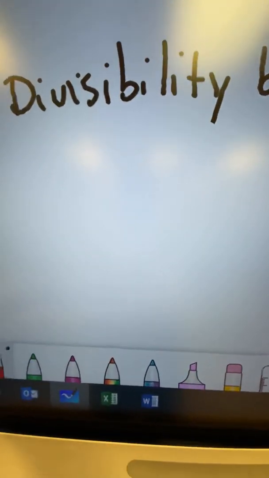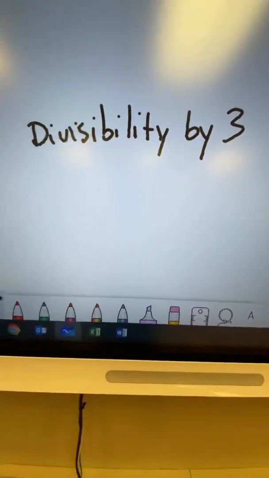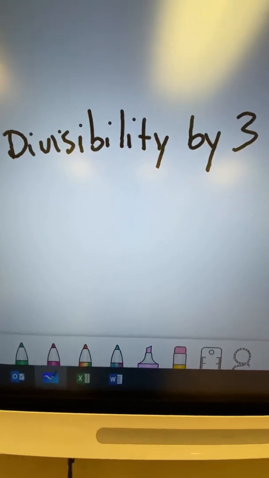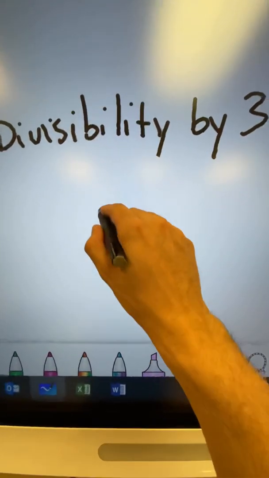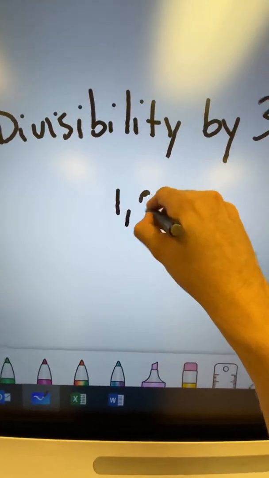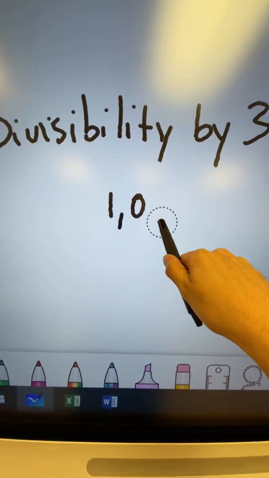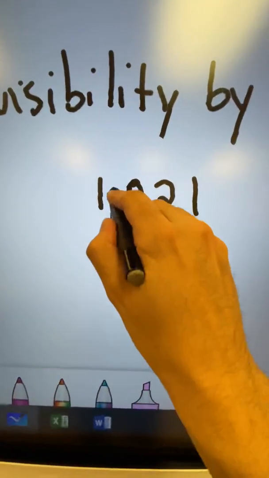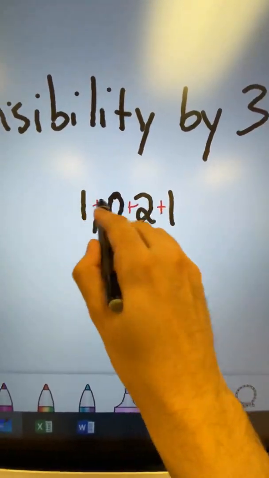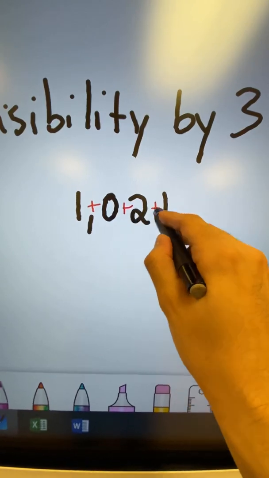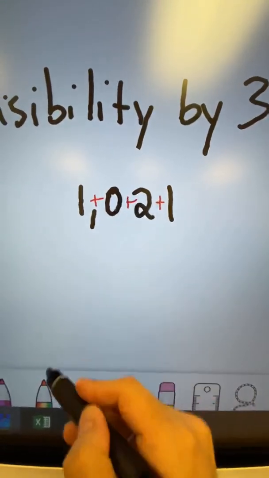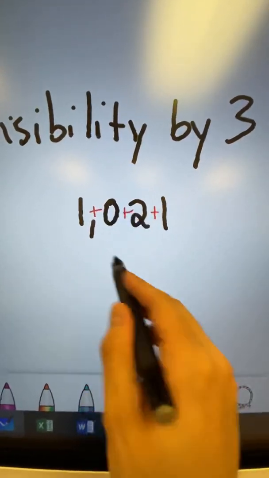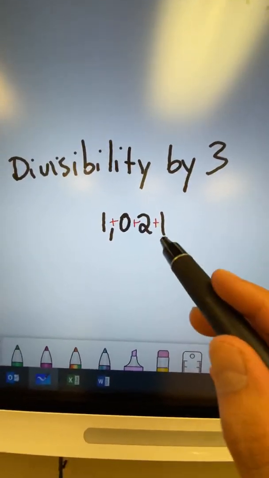So if you have a really big number and you're trying to reduce a fraction, for example, and you want to check for divisibility by 3, just look at the sum of the digits and you'll know if it's divisible by 3. And here's another example. So if I had something like 1021, if I were to add these digits together, 1 plus 0 is 1, plus 2 is 3, plus 1 is 4. And since the sum of these numbers is 4, and 4 is not divisible by 3, then I know 3 cannot divide into this number. And that's the rule for divisibility by 3.